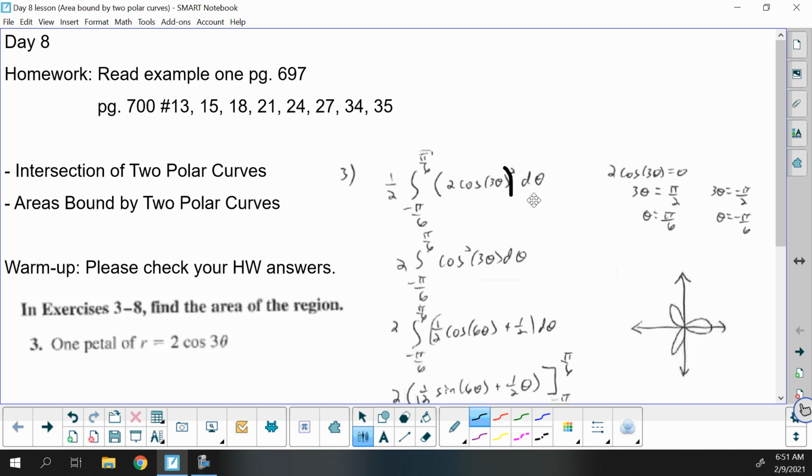All right, welcome to day 8. Today's topic is intersection of two polar curves and also finding the area bound between two polar curves.